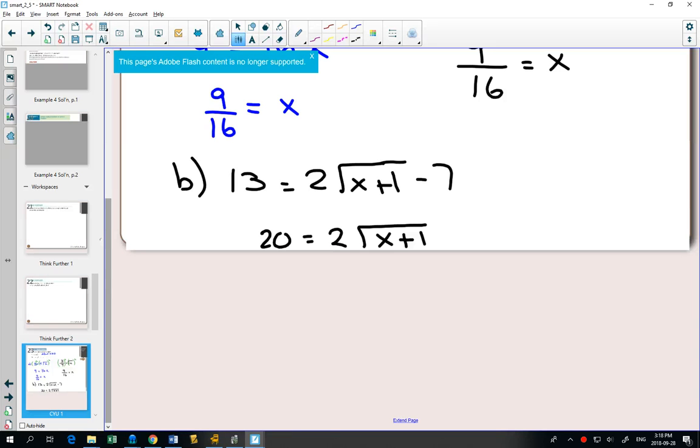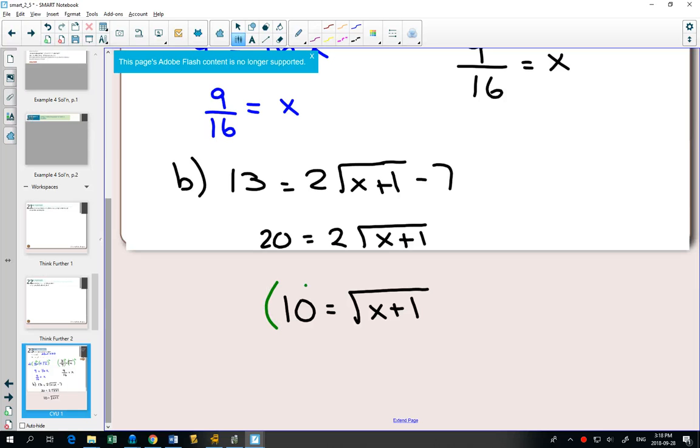Now I could square both sides here, or I could decide to divide both sides by 2. Since things work out nicely if I divide by 2, I think I'll do that. Divide both sides by 2. I get 10 is equal to the square root of x plus 1. Now my square root is all by itself.